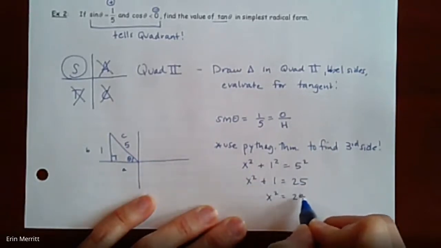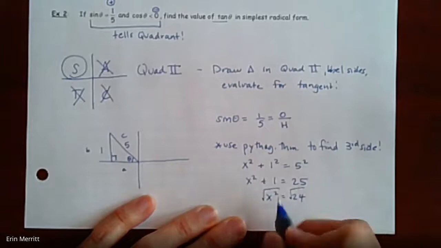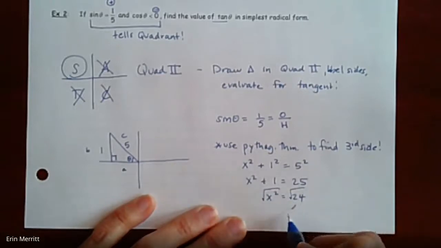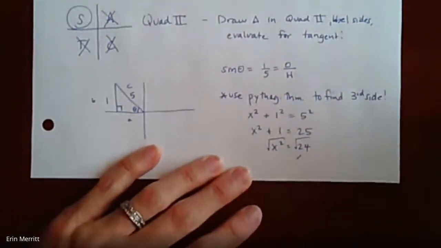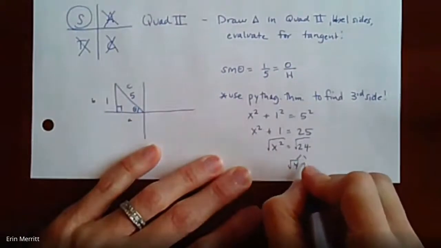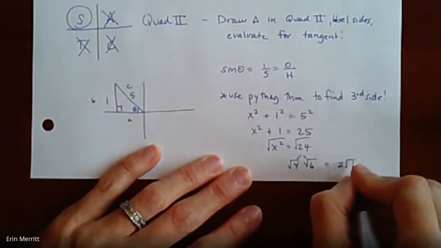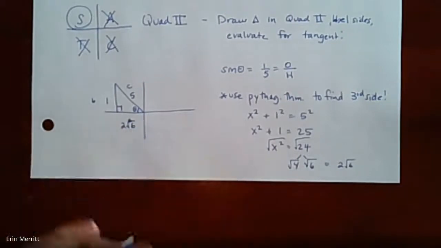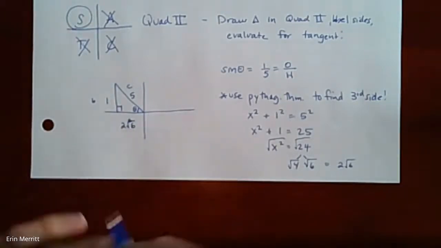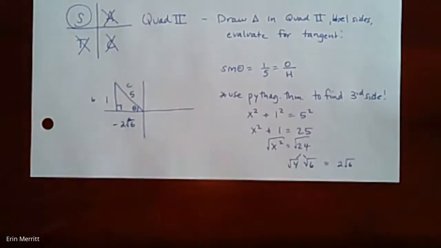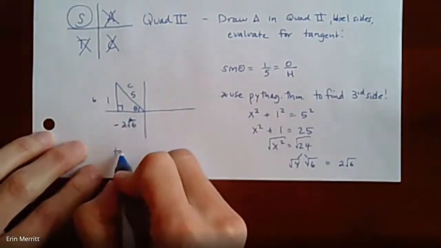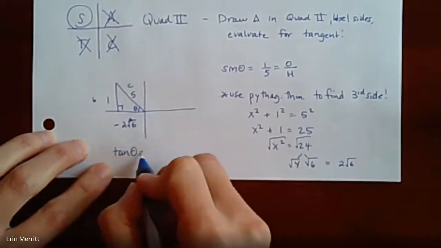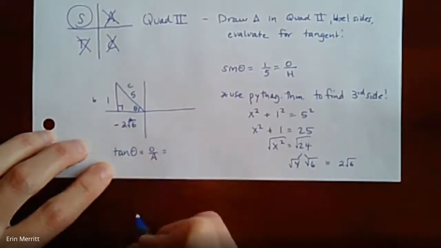Move this right on over. Take the square root. Simplify it as best you can. This is going to break into radical 4 and radical 6. So 2 radical 6 will be the side length here. I have to remember it's going left. So that's a negative 2 radical 6. And then finally, we can finish the question. Tangent is equal to opposite over adjacent.